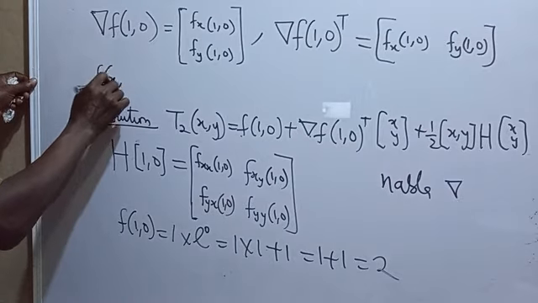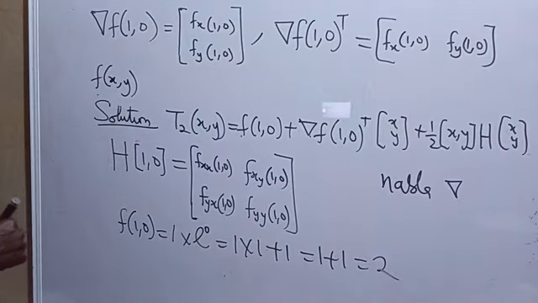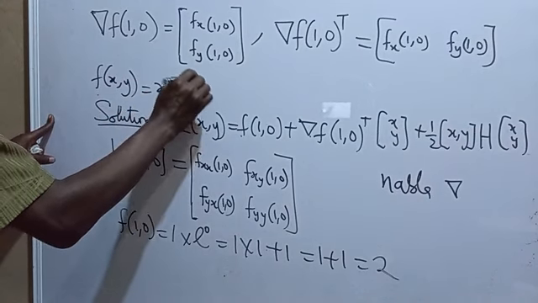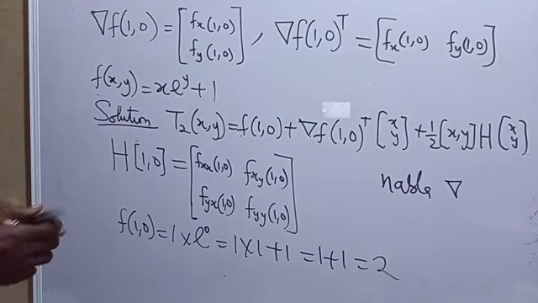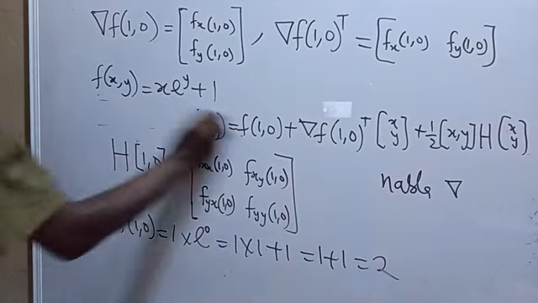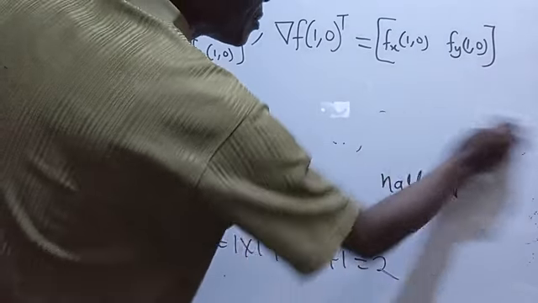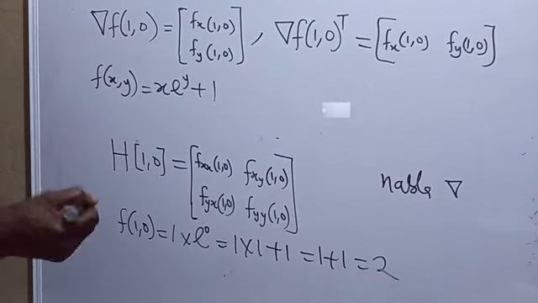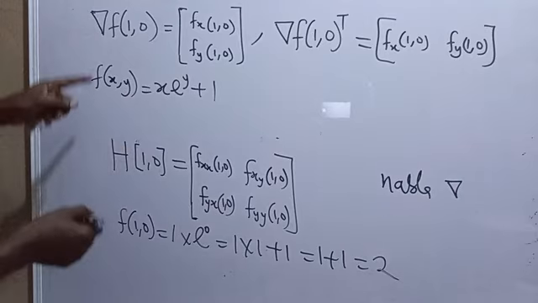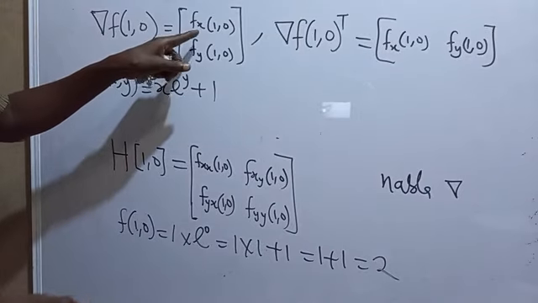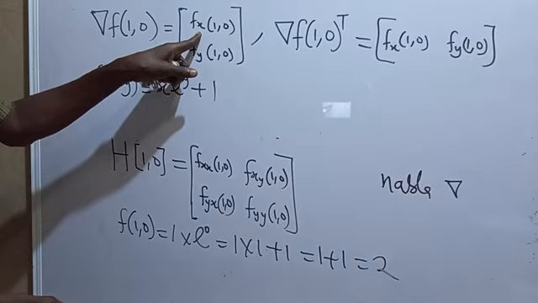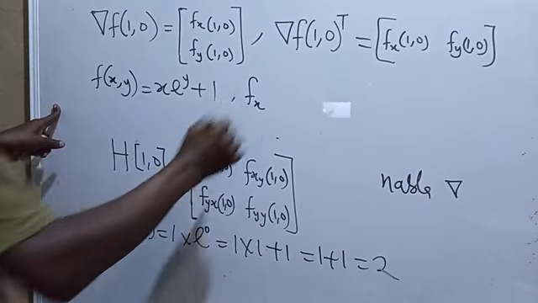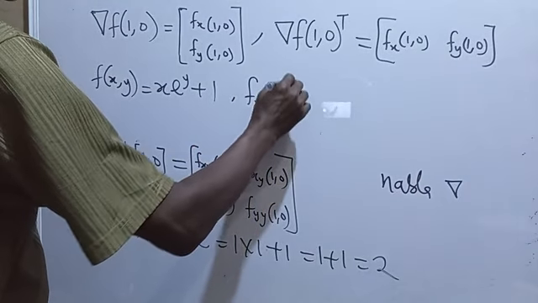F of x comma y, I think, is equal to x exponential y plus 1. Okay, I think that's the problem. Now let's deal with that. We want to find the gradient, and to find the gradient we have to find the partial derivative of f with respect to x. So f_x at 1 comma 0.